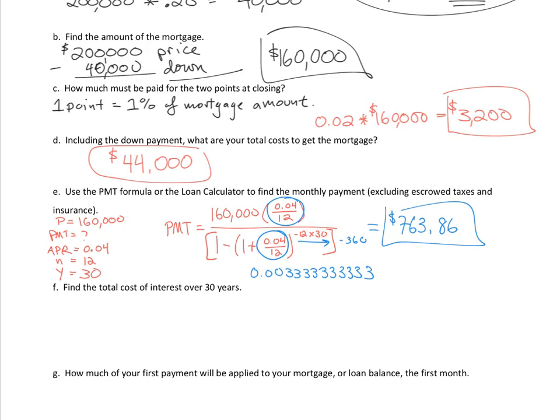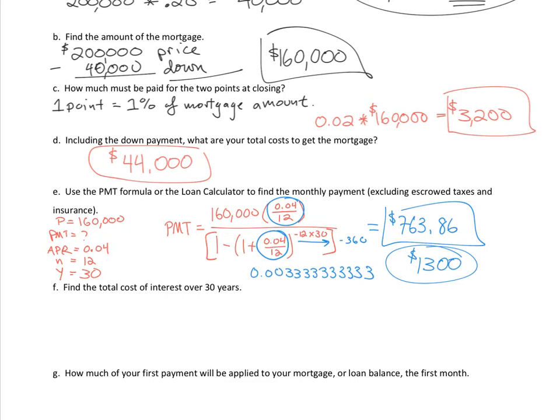$200,000 to a bank. So you can probably safely say that after you escrow, which means add taxes and insurance into your payment, it'll be probably closer to $1,300 per month. That is just an estimate.